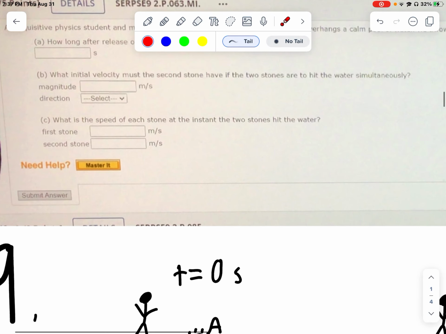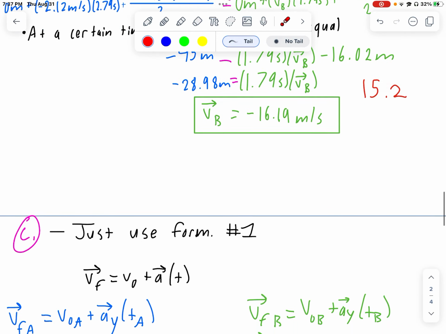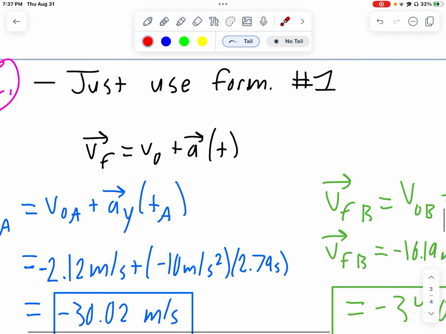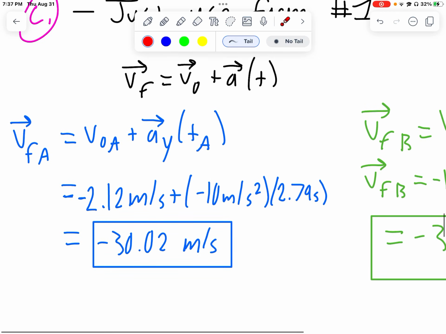Let's move on to part C. What is the speed of each stone at the instant the two stones hit the water? So basically, what is the final velocity of each stone? We can use the first formula on the AP sheet. Final velocity equals initial velocity. I'll go ahead and put a little mark over that. I always like doing that. Plus the acceleration times time.